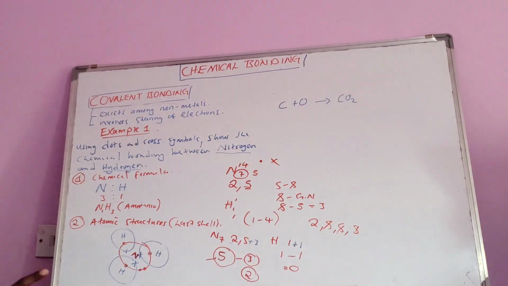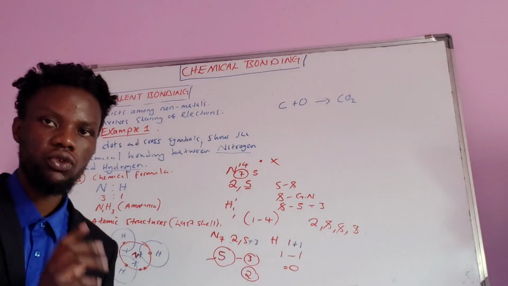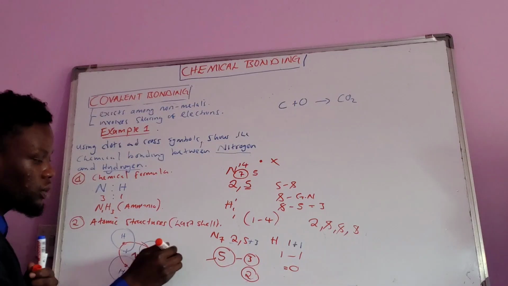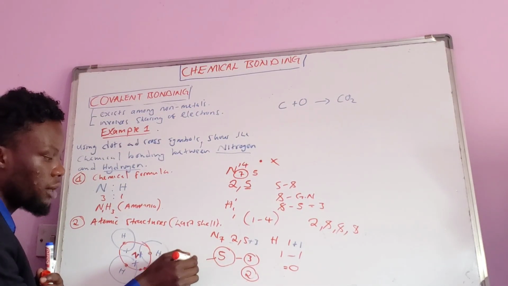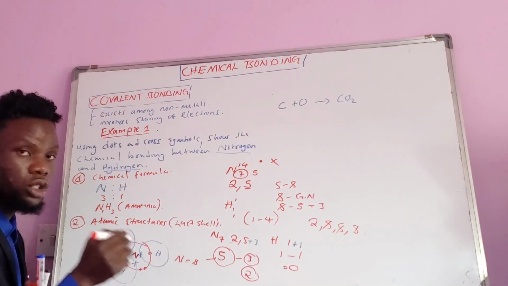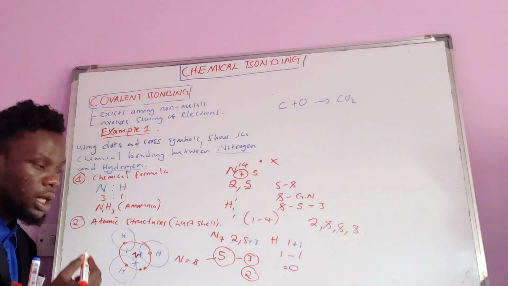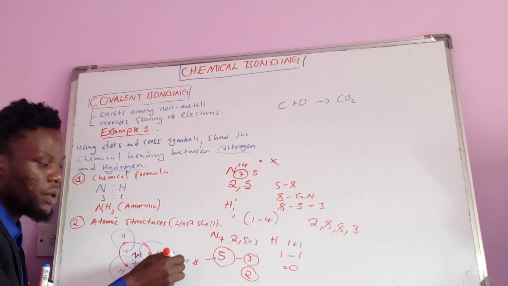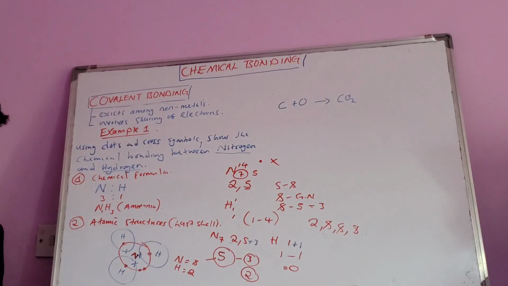Now the last thing that you need to do after all these steps is to check your answer. Remember what we said: nitrogen, for it to be stable, has to have 8 electrons. If you remember, 5 plus 3, it has to contain 8. What about hydrogen? It has to contain 2 electrons. Now you start counting.